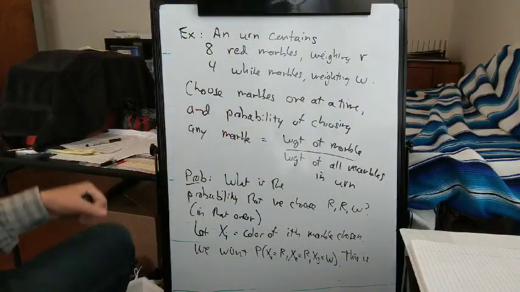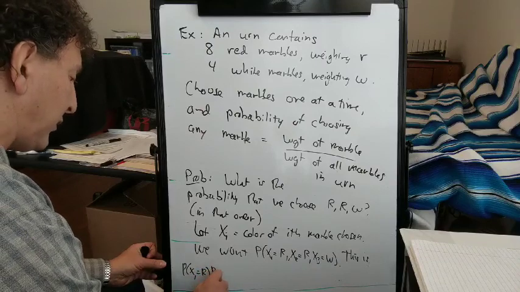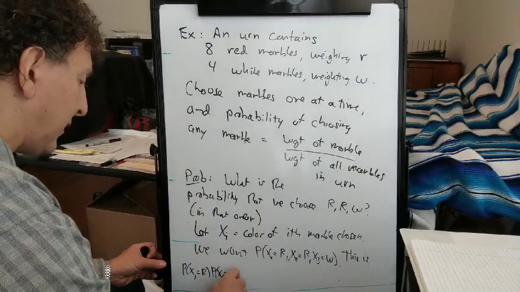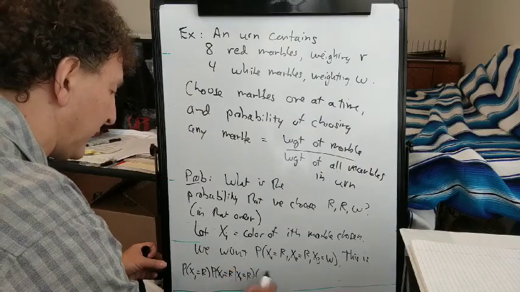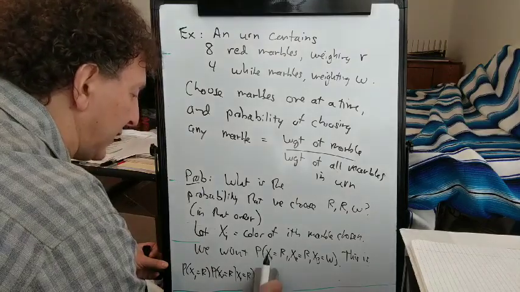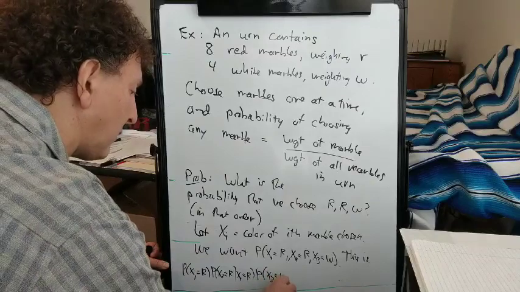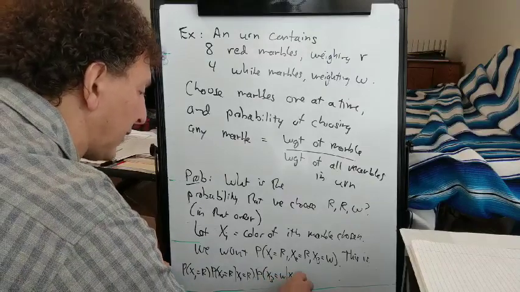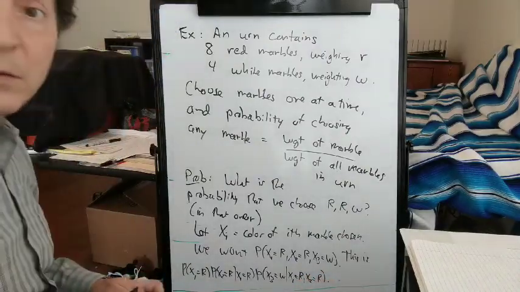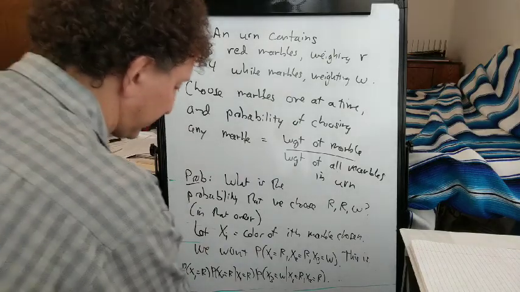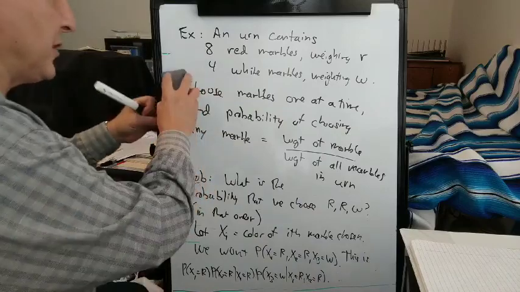So this is, by our formula, the probability that x1 is red times the probability that x2 is red given that x1 is red times the probability that x3 is white given that x1 is red and x2 is red. Alright, let me leave the numbers of marbles here.